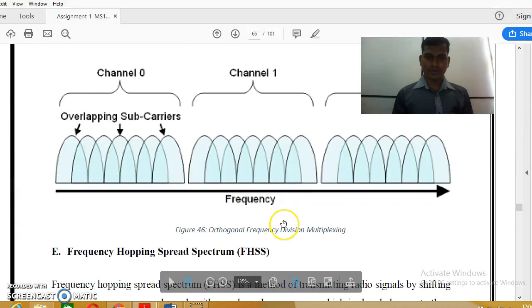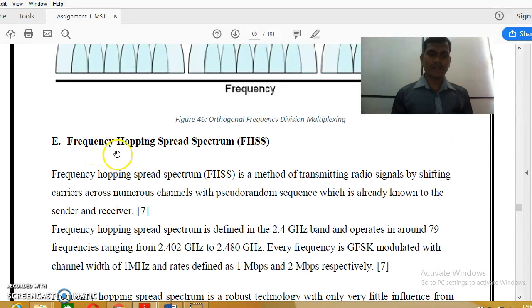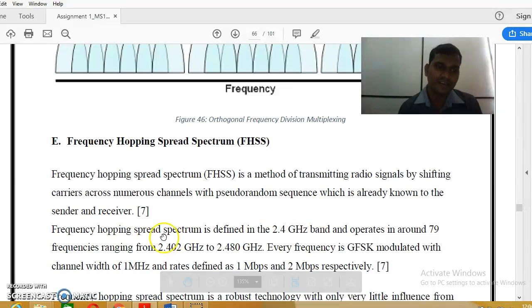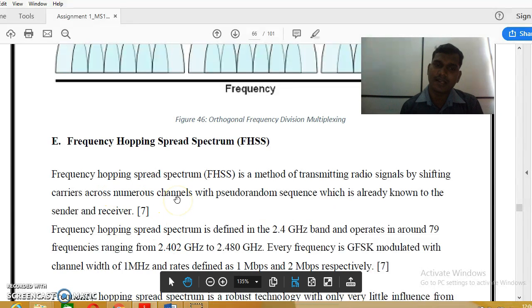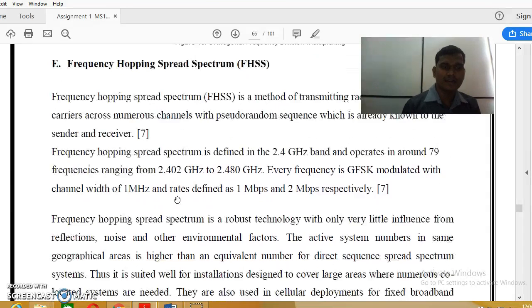This is the orthogonal frequency division multiplexing figure. Right, now you can see frequency. Next one is frequency hopping spread spectrum, FHSS. Frequency hopping spread spectrum is a method of transmitting radio signals while shifting the carrier across numerous channels with a pseudo-random sequence, which is already known to the sender and receiver.